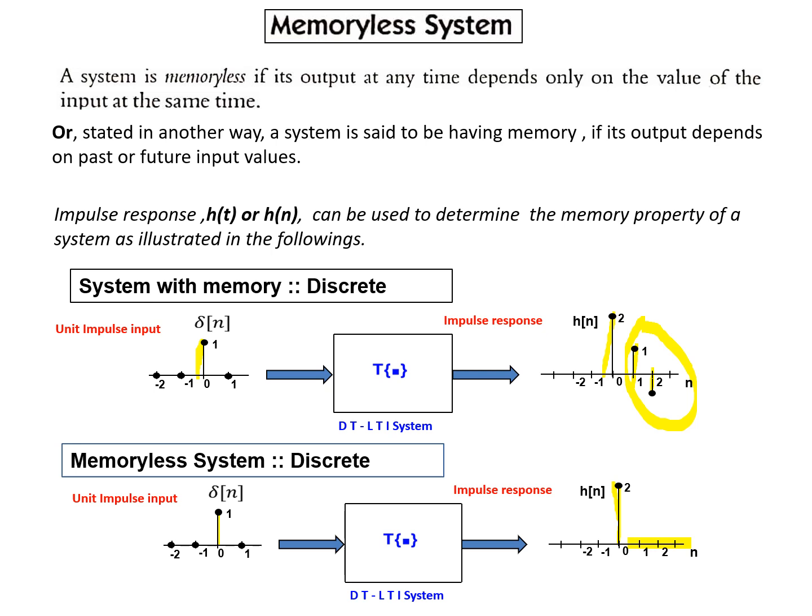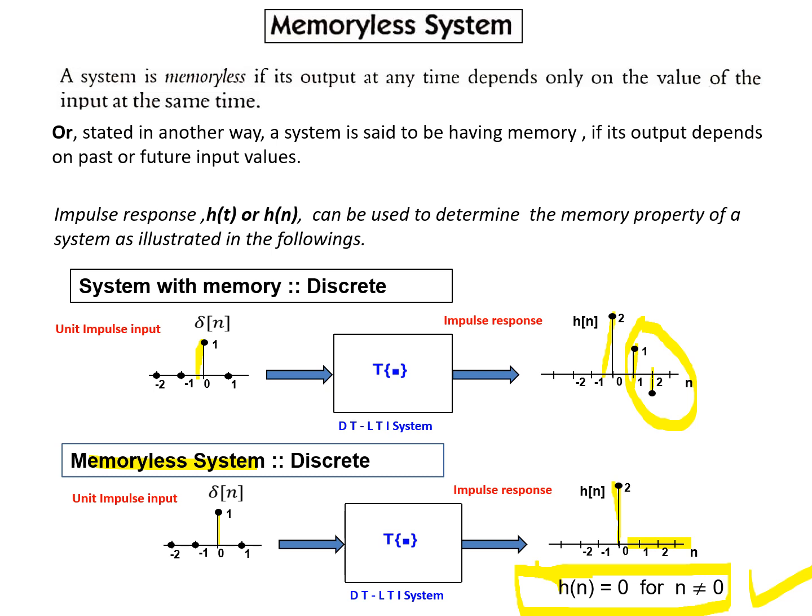Now how to define this using a statement? A system is said to be memoryless if h of n is equal to 0 for n not equal to 0. So this is now the guiding statement for us. For all our future discussion, for a memoryless system, we always use this expression for the impulse response. That is, for any LTI system, if the impulse response happens to be 0 for n other than 0, then this system does not have memory. If this condition is not satisfied, the system has memory.